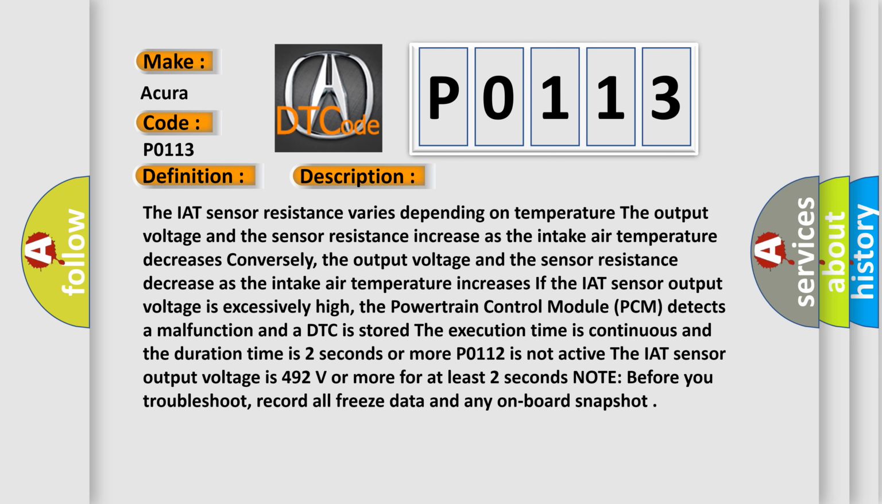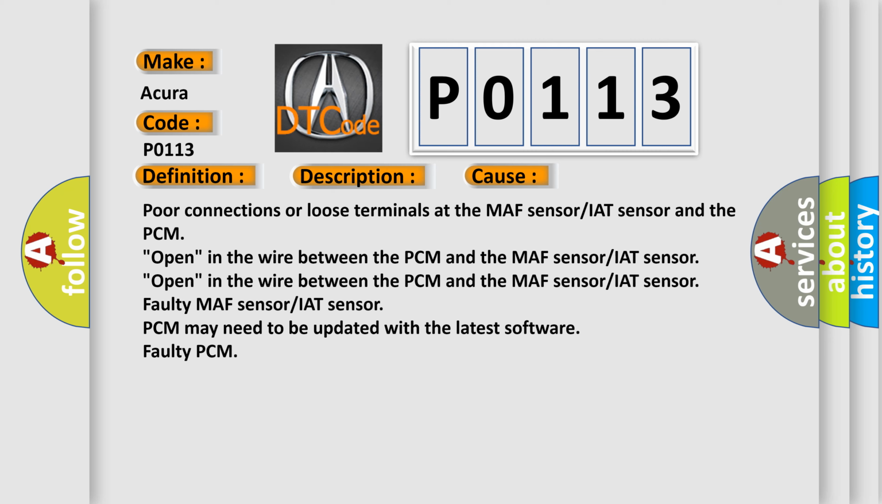Note: before you troubleshoot, record all freeze data and any onboard snapshot. This diagnostic error occurs most often in these cases: poor connections or loose terminals at the MAF sensor, IAT sensor and the PCM, open in the wire between the PCM and the MAF sensor, IAT sensor, open in the wire between the PCM and the MAF sensor, IAT sensor, faulty MAF sensor, IAT sensor. PCM may need to be updated with the latest software.